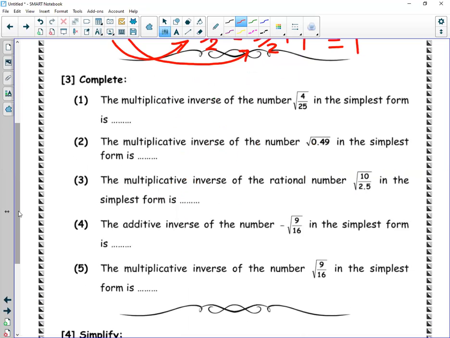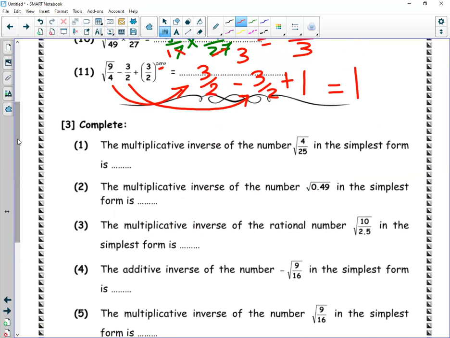Number 3, complete each of the following. First question, the multiplicative inverse of the number 4 over 25 under the square root in the simplest form is equal what? Who can answer number 1 in the complete? The multiplicative inverse of the number 4 over 25 under the square root in the simplest form is what?